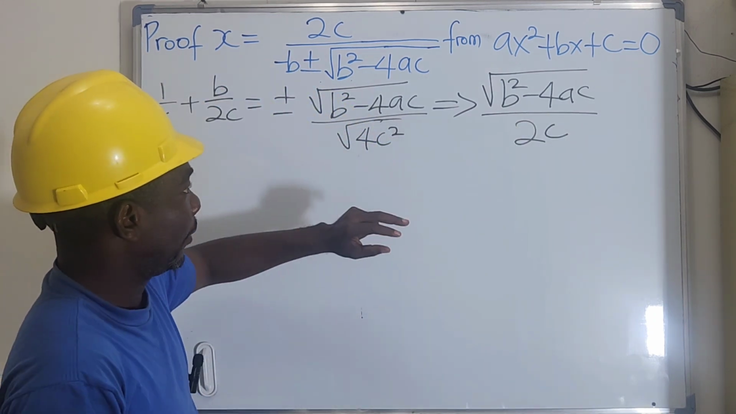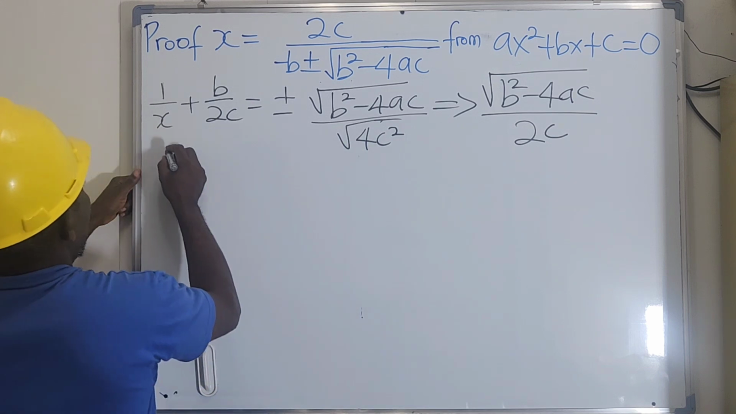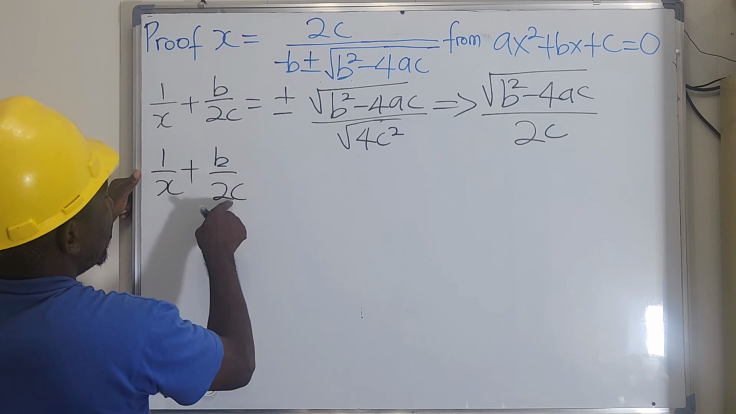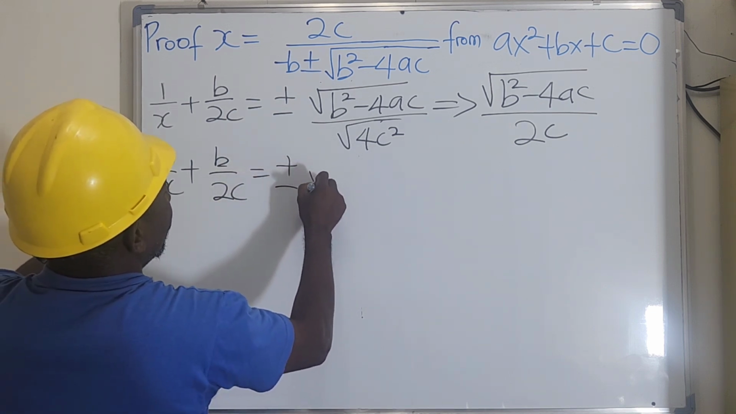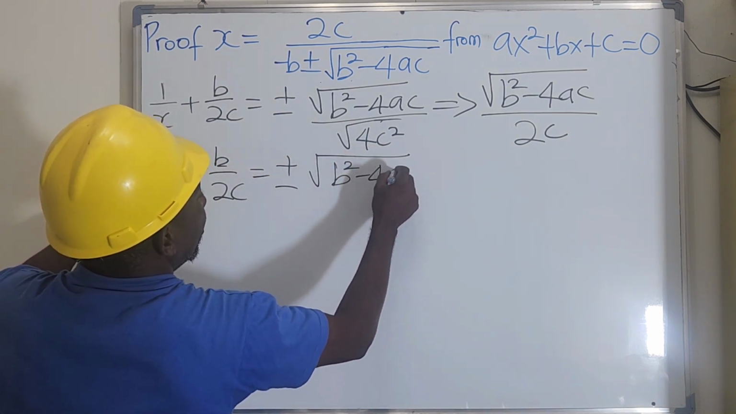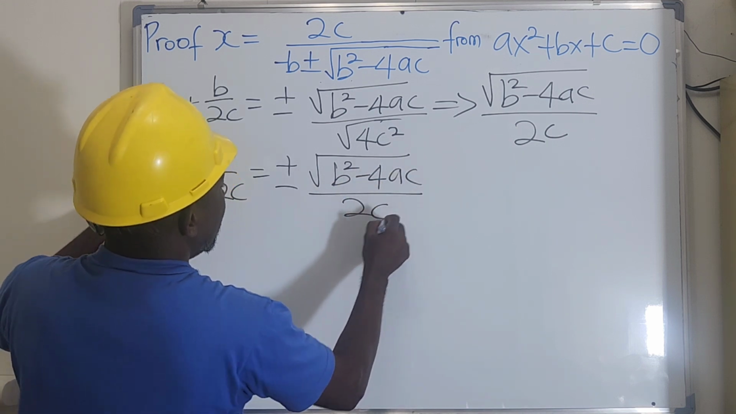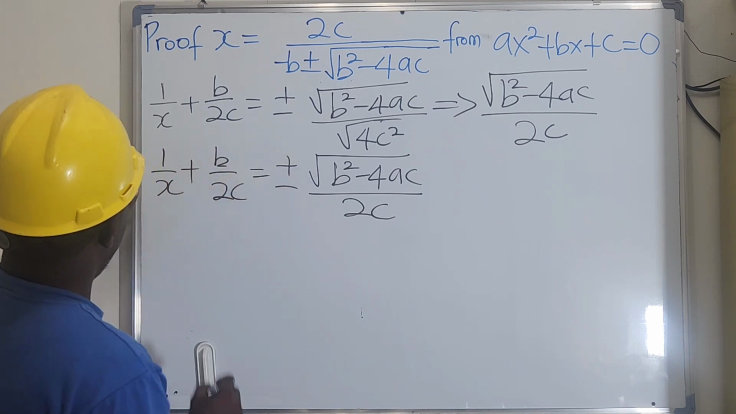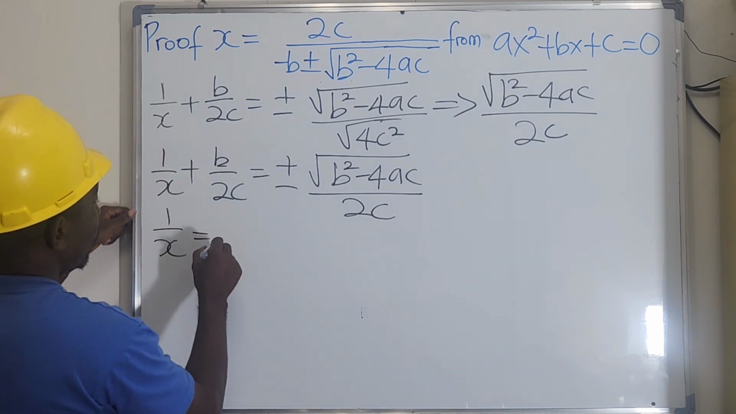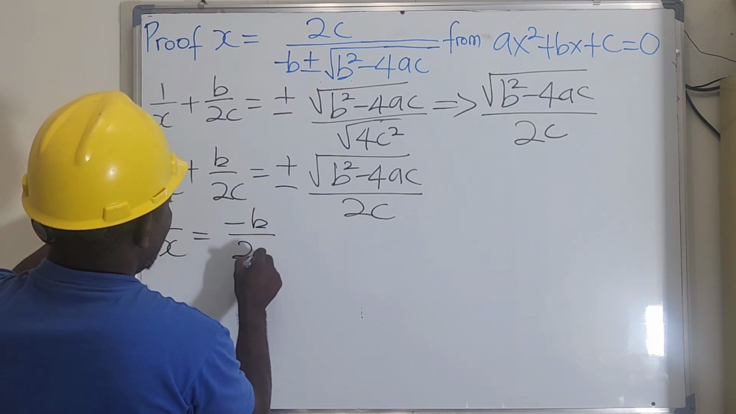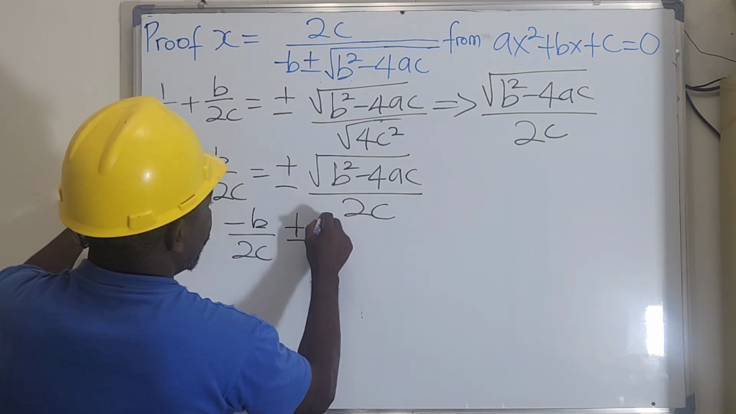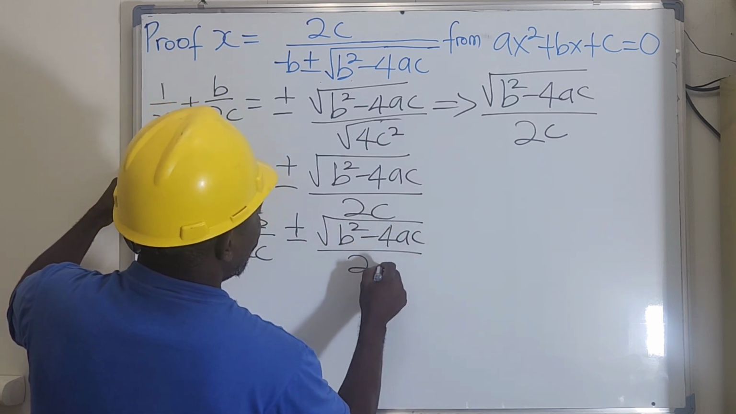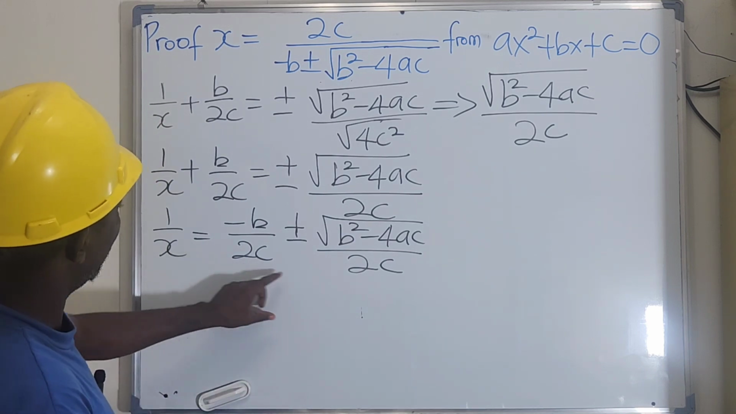So that is what we have now. So this will become 1 all over x plus b all over 2c equals to plus or minus square root of b squared minus 4ac all over 2c. So here, we will transpose this into this other side. So we will have 1 all over x equals to minus b all over 2c plus or minus square root of b squared minus 4ac all over 2c. So this is our new equation now.